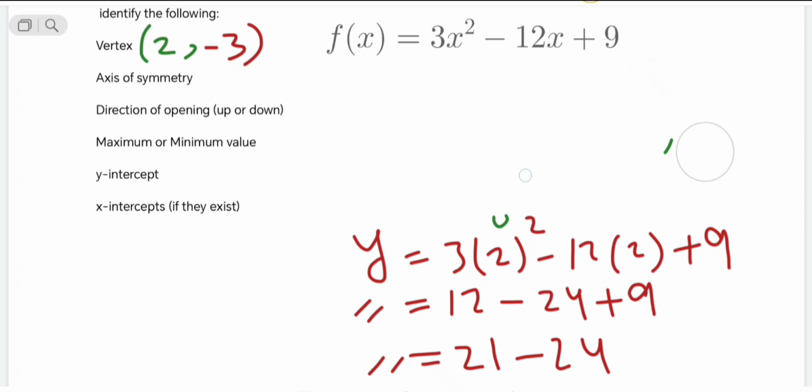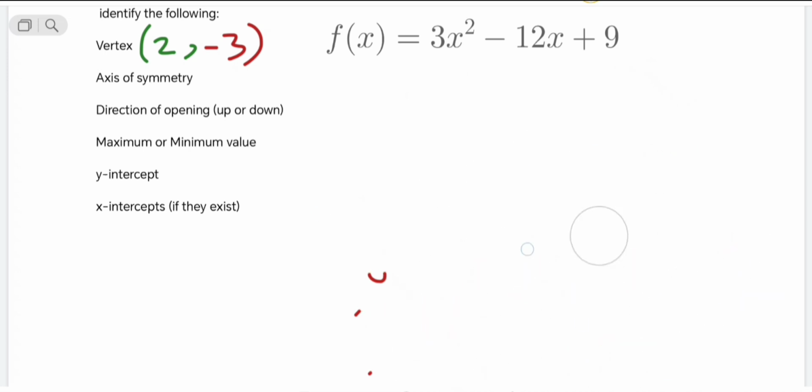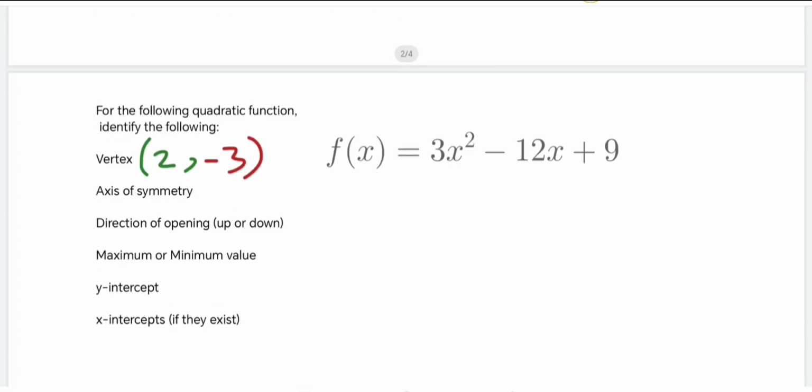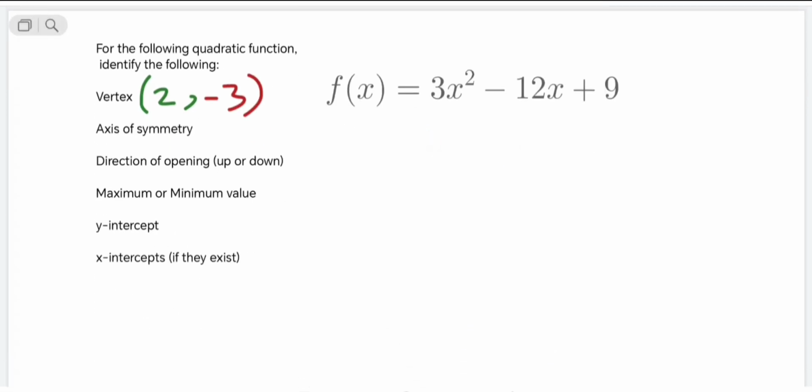After this is the vertex. Okay. This is the maximum or minimum point. Later I will ask and we will discuss whether it is a maximum point or minimum point. How do we know? Now, axis of symmetry. Axis of symmetry means the vertex, the value of x. So x equals 2. This is the axis of symmetry. Always the vertex, the value of x is the axis of symmetry.